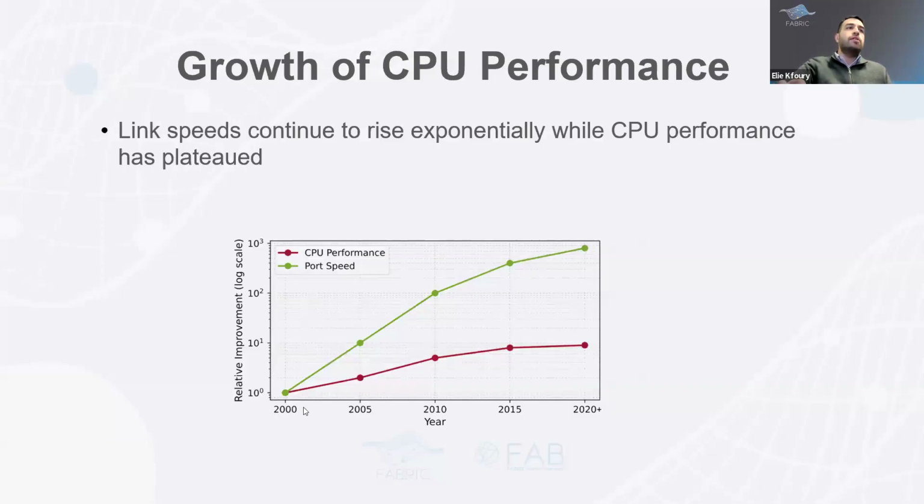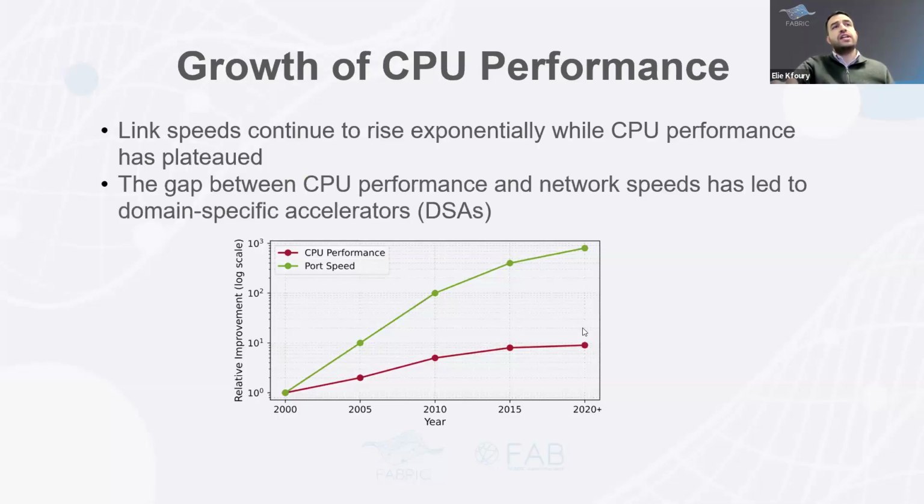At the same time, we are seeing that the port speeds, the link speeds of network connections, have been increasing much, much faster, and they are rising exponentially. This graph here shows the relative improvement of port speed and CPU performance. And we can see that in 2020 and the past few years, this gap has increased significantly. This means that because we have more data to process now, and the performance of the CPU is not able to keep up, we need to try to find a different way to accelerate data processing.